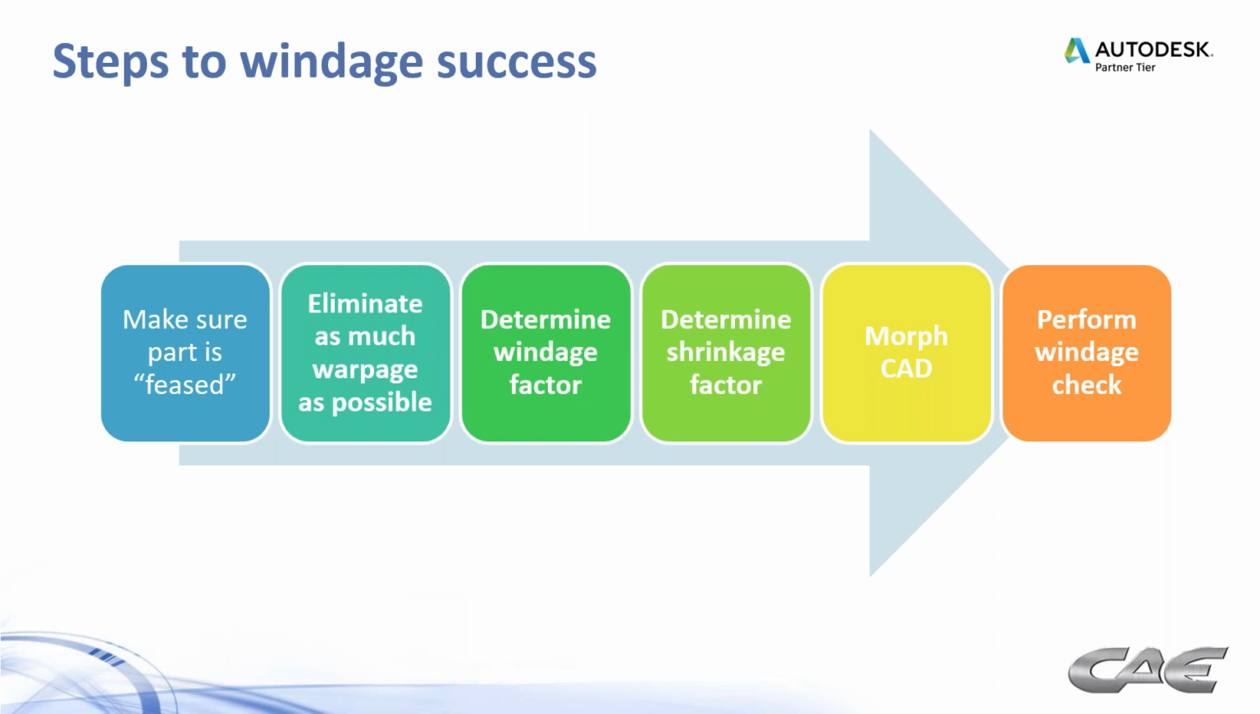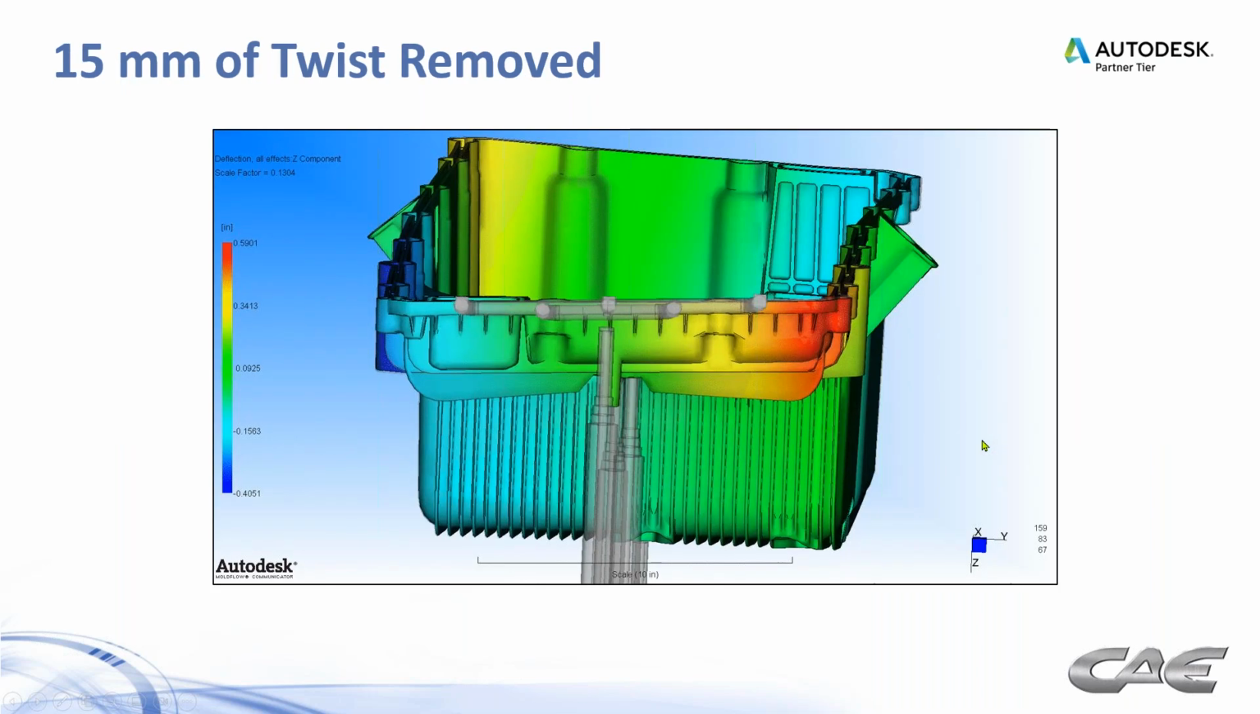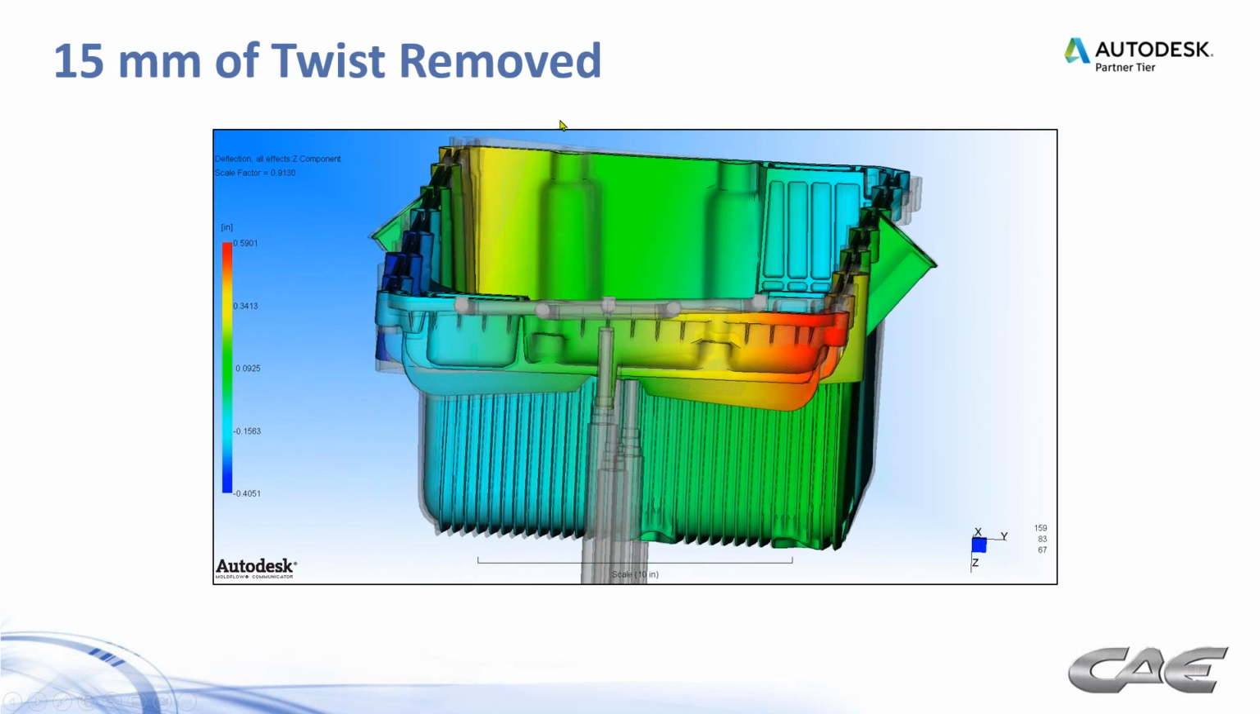So it's a nice marriage between the tooling, or the CAD morphing rather, and the mold flow analysis. We've been doing windage analysis now for upwards of 10, 15 years, and always had to rely on other people to do the morphing, but now we have that capability in-house. Here's just an example. We were able to remove 15 millimeters of twist in this particular part.